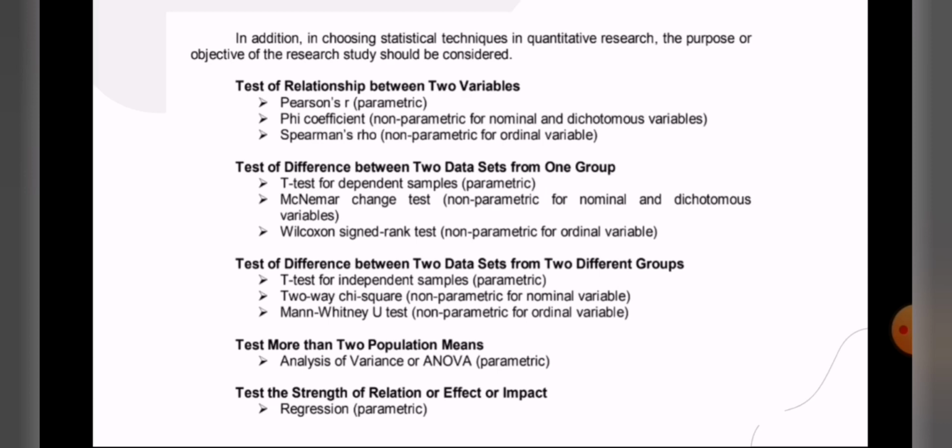Test if you want to know the strength of relations or effect or impact. Those are the common ones, the impact of, the effect of. So, what you will use there is parametric regression. So, the bottom line is that we now have a guide as to what statistical test you will be doing.